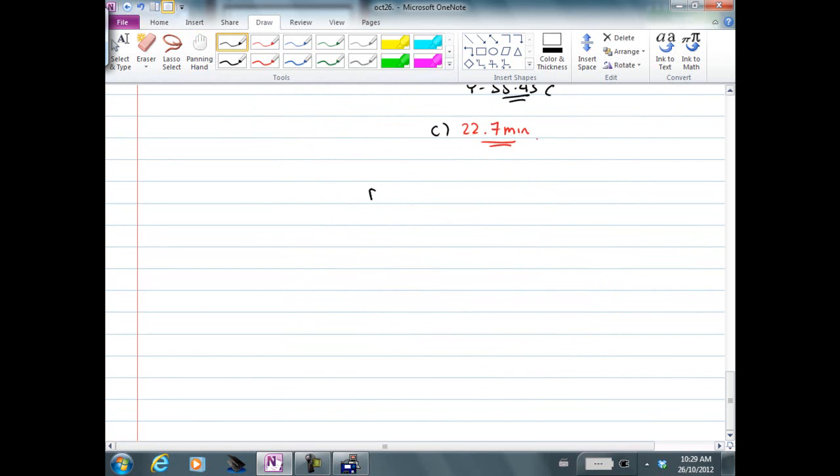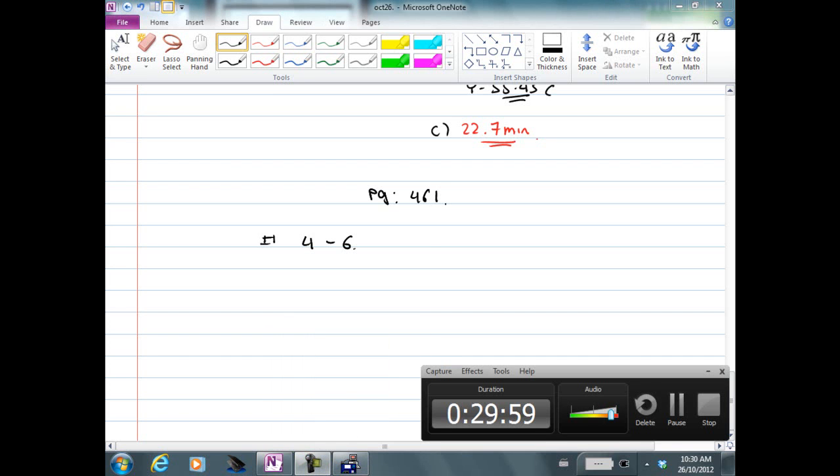Page 461, numbers 4 to 6. Everyone should be able to do this on Monday. Exponential regression, how to work forwards and backwards. That's it. For number 4, look at your equation. If you didn't get that, the answer is 22.7.